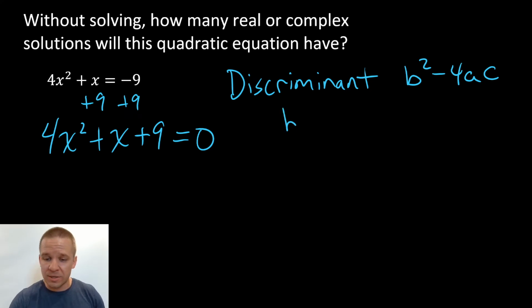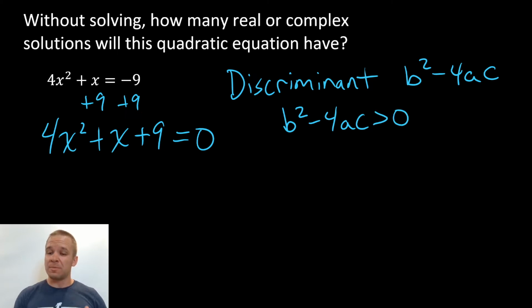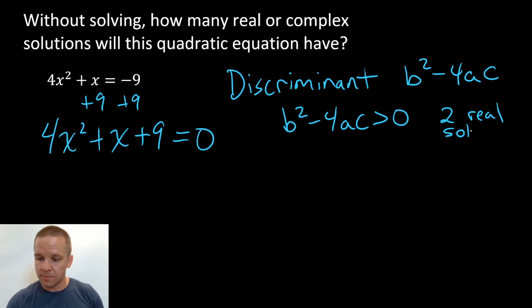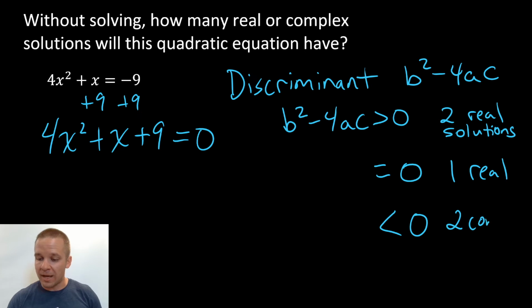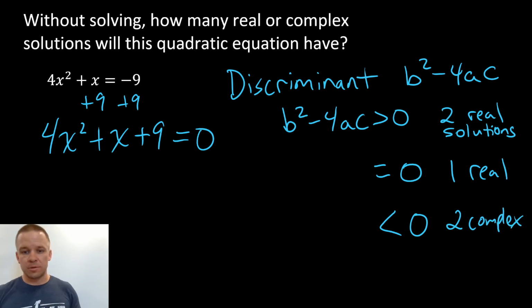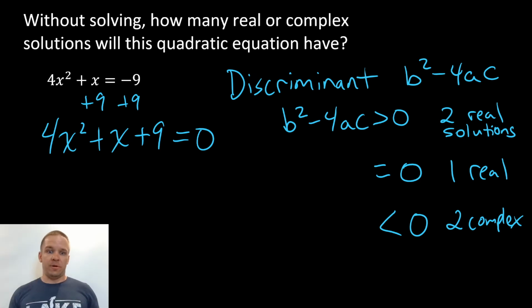Now, if b squared minus 4ac is greater than 0, meaning if it's positive, we get 2 real solutions. If b squared minus 4ac is equal to 0, we get 1 real solution. And if it is less than 0, meaning if it's negative, then we're going to get 2 complex or imaginary solutions. Okay? So let's figure that out.